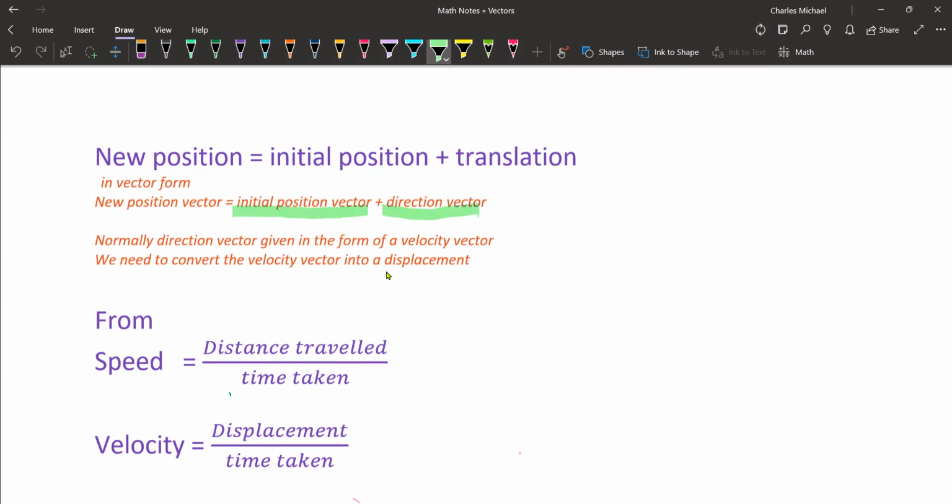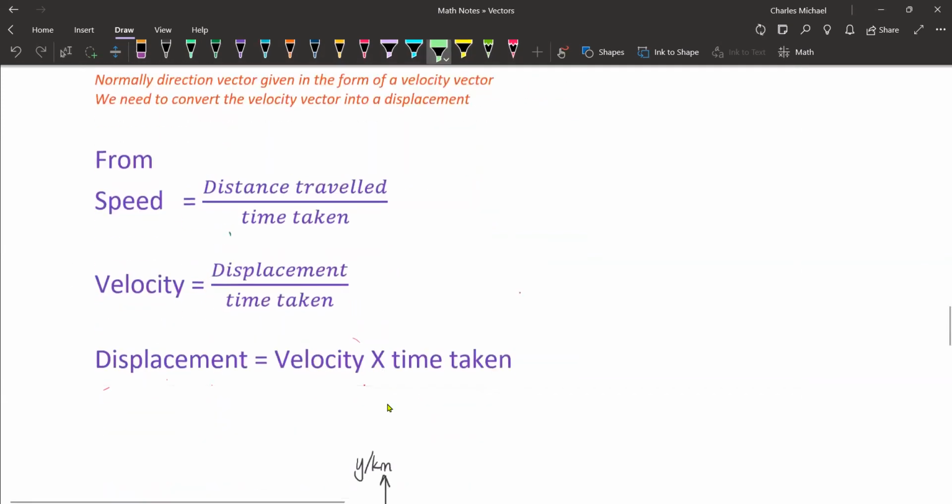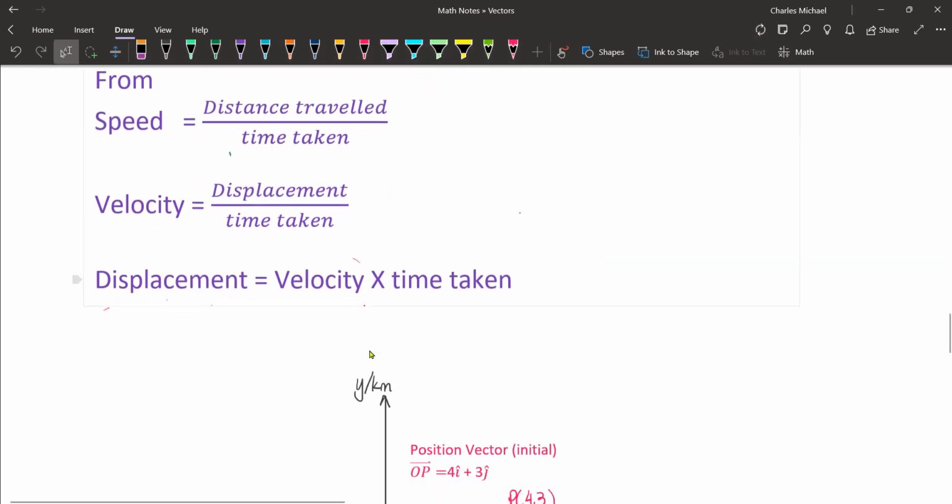But normally the direction vector is given in the form of a velocity vector. They are not going to give us a displacement, but a velocity vector. How do you change a velocity into a displacement? From the formula, speed is distance divided by time. Velocity will be displacement divided by time. Therefore, displacement is velocity multiplied by time.